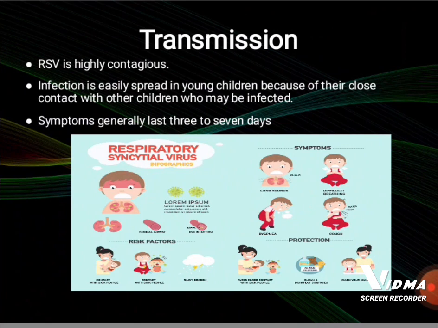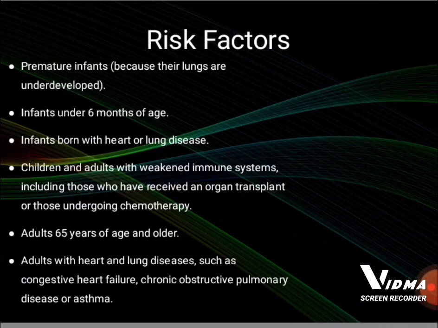Transmission: RSV is a highly contagious virus. What does highly contagious mean? It is easily spread from one person to another. The infection spreads easily in young children because of their close contact with other children who may be infected. The symptoms generally last from 3 to 7 days.